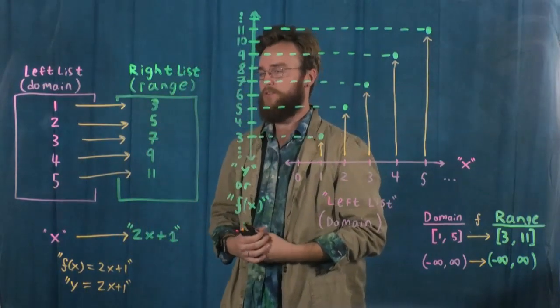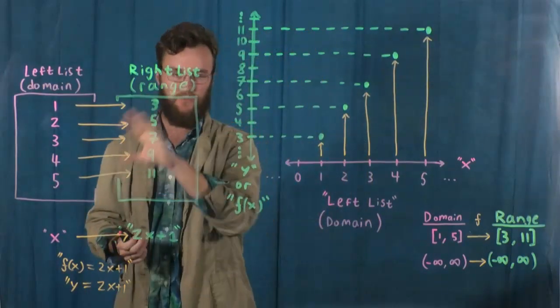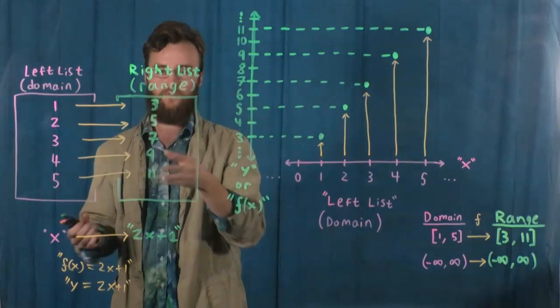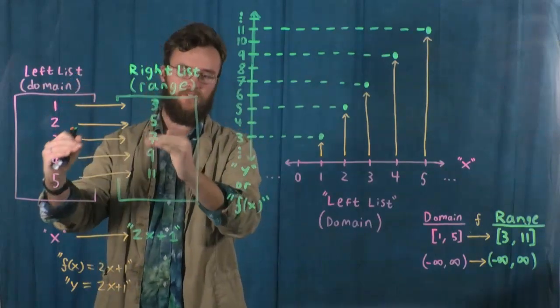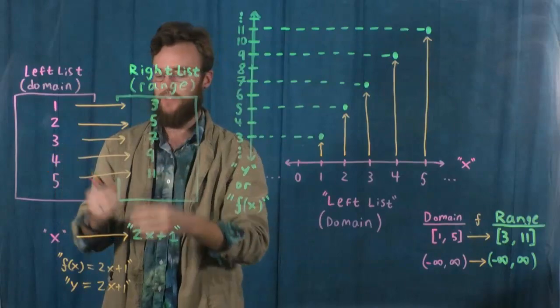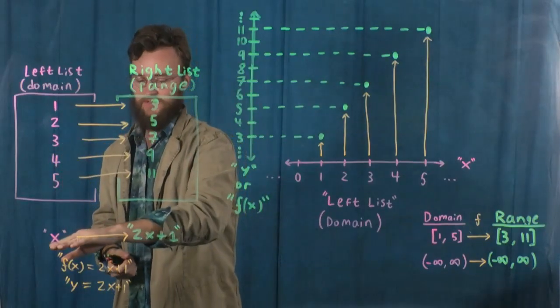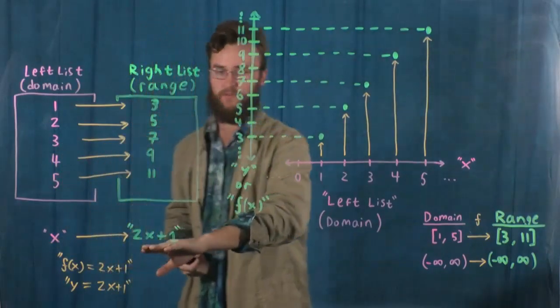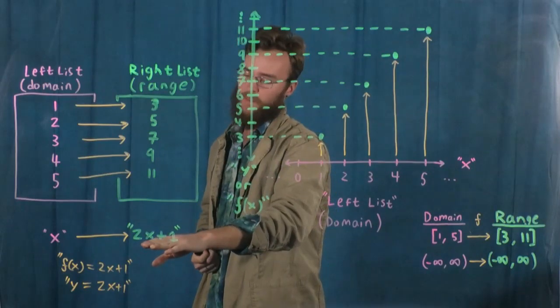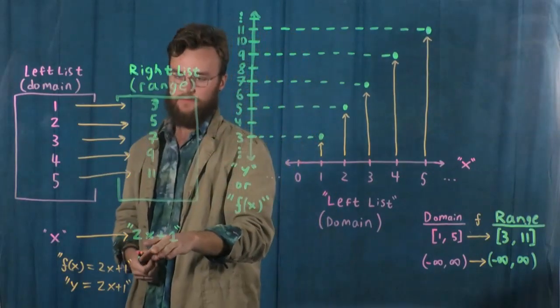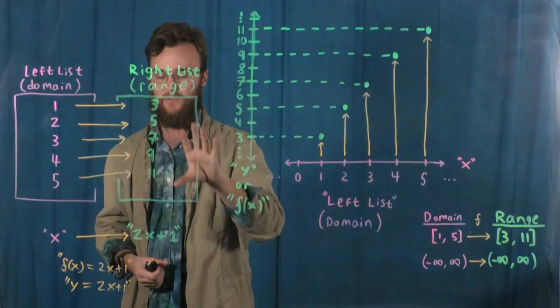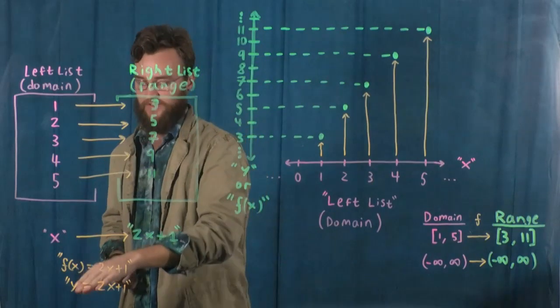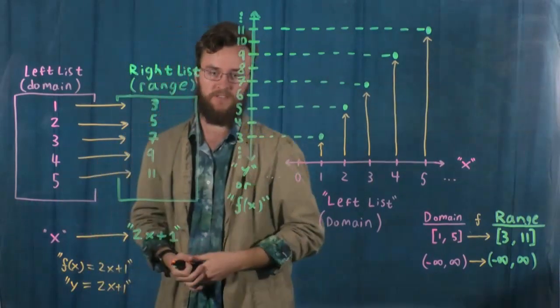And in general, for this list, we could write down a general rule instead of writing out the connection for every single thing on the list, by just saying that a number x is sent to 2x plus 1. And then you could label the numbers in the right list with f of x or y, just depending on what the context is.